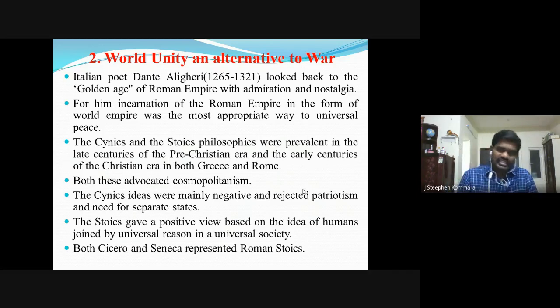The Cynic and the Stoic philosophies were prevalent in the late centuries of the pre-Christian era and the early centuries of the Christian era in both Greece and Rome. Many philosophers were born in Greece, in Athens, and there was the influence of Christianity in Rome. Cynics means selfish, self-interest. The Stoics were the Athens school of philosophy. It was prevalent in the late centuries of the pre-Christian era and the early centuries of the Christian era.